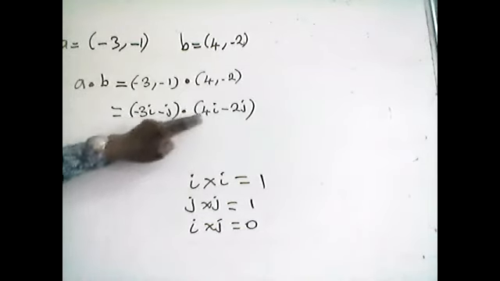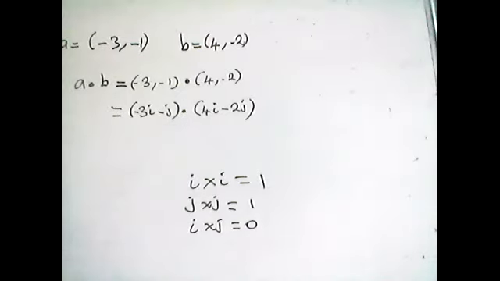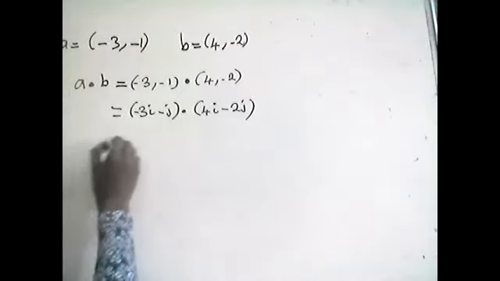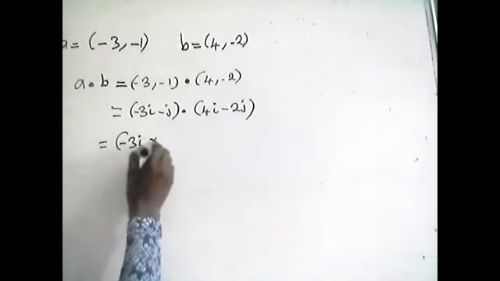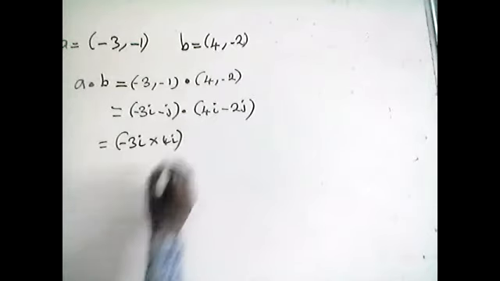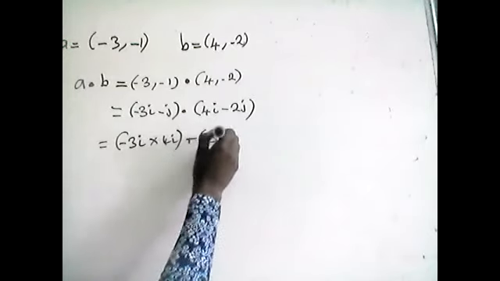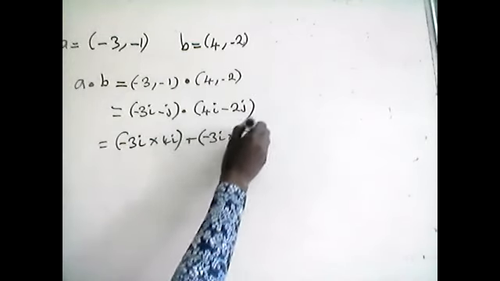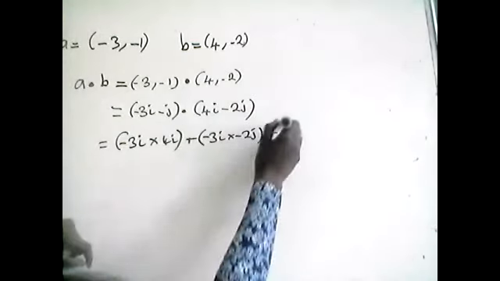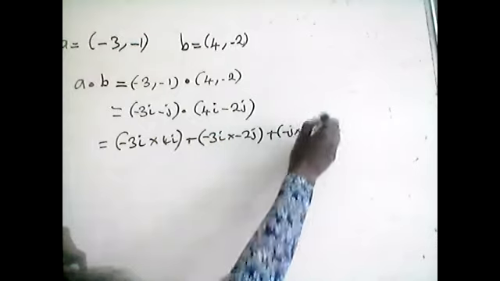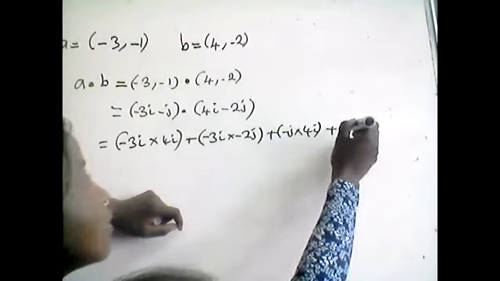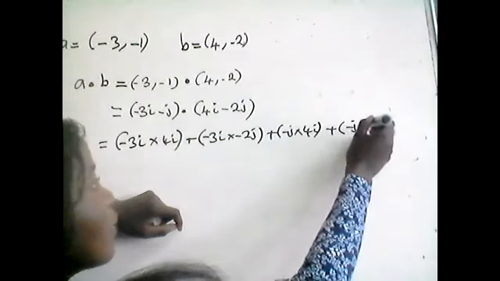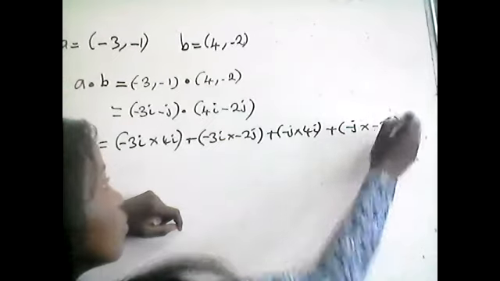So if I tell you dot product, you're just multiplying everything. This multiplied by that, what are you going to get? I'm going to have -3i multiplied by 4i, plus -3i multiplied by -2j, plus -j multiplied by 4i, plus -j multiplied by -2j, like that.